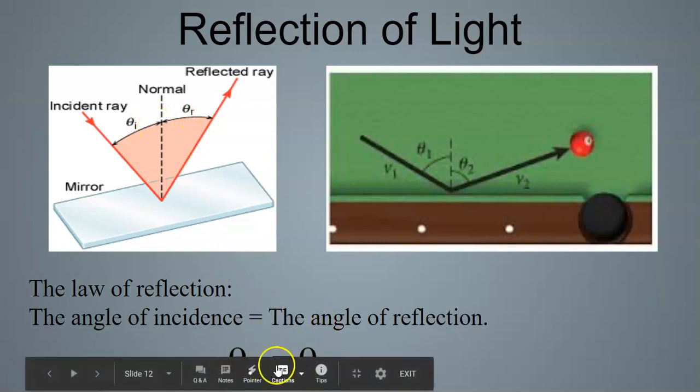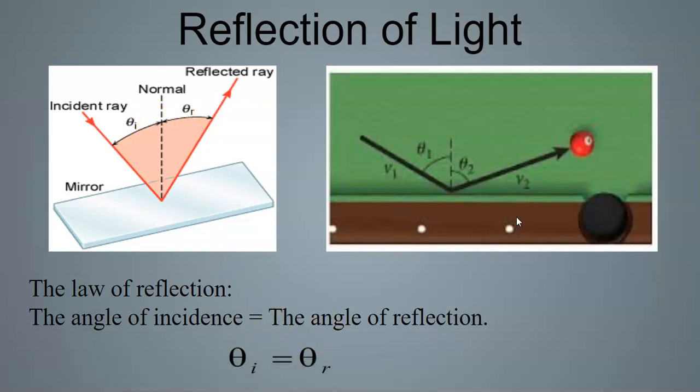And that's really the only rule that you need down there. Sorry about that. Theta sub I, the angle of incidence, equals theta sub R, the angle of reflection. And so that's pretty straightforward. I guess I could do an example for you if you really need me to.